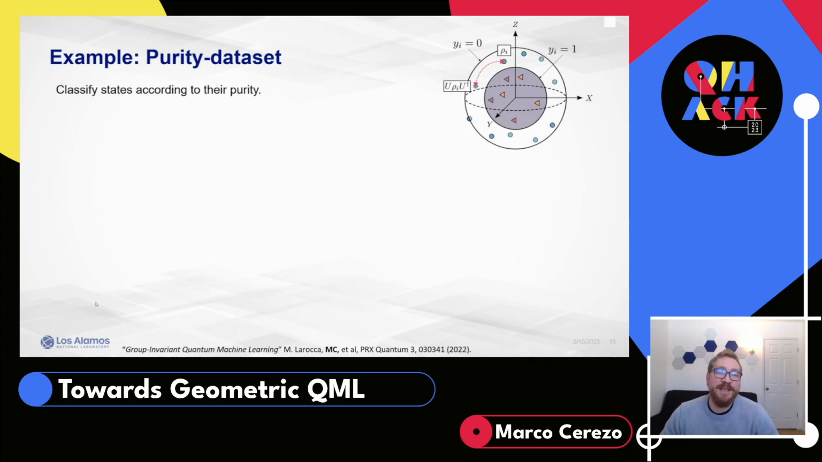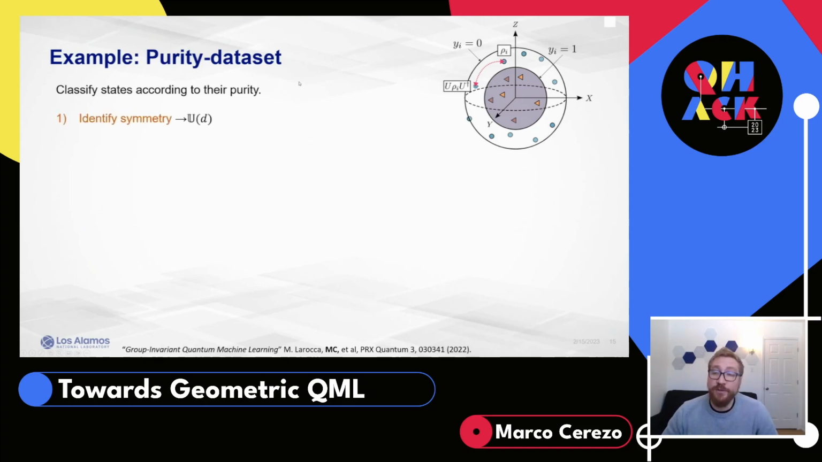Consider the problem of classifying single qubit states according to their purity. So we can visualize this. We can put all the pure states on the sphere, on the Bloch sphere, in the outer shell. I'm going to assign label 0, and then I'm going to assign label 1 to mixed states with a given purity. And I want to classify them, right?